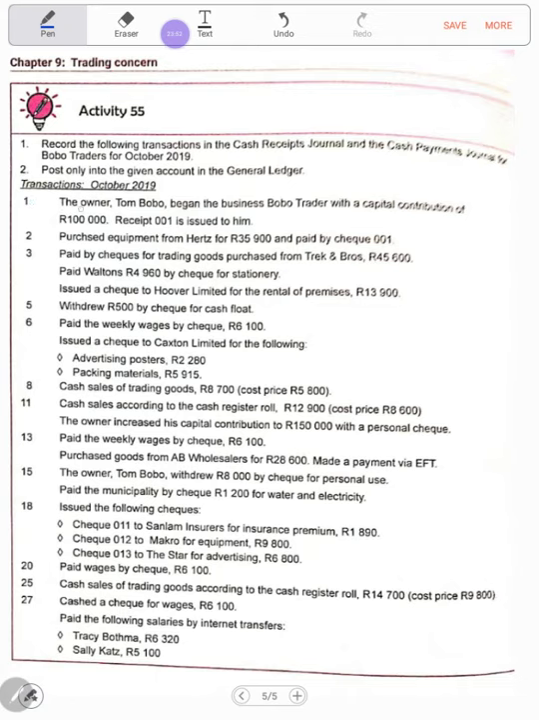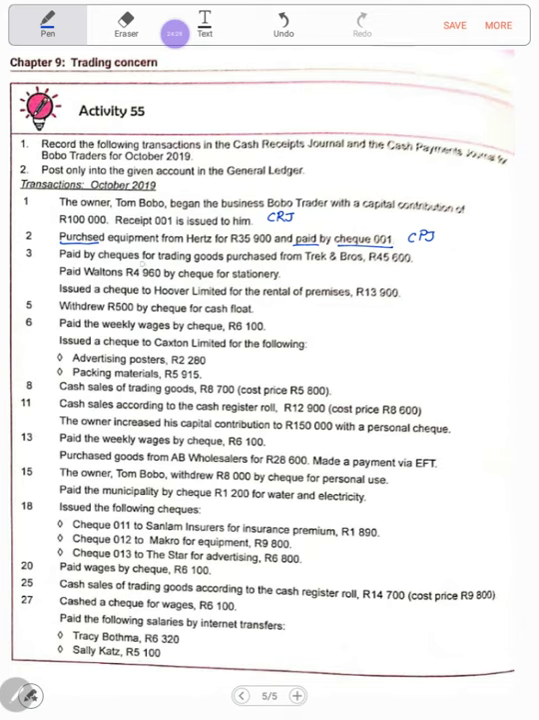So on the first, the owner Tom Bobo began the business Bobo Trader with a capital contribution of 100,000. Receipt 001 is issued to him. Okay, money is coming in, so that goes to your CRJ. We purchased equipment from Hertz for 35,900 and paid by check 001. That goes to your CPJ. Look for your keywords. What is my keywords? Purchased, which means I paid, and check, source document for a cash payment.